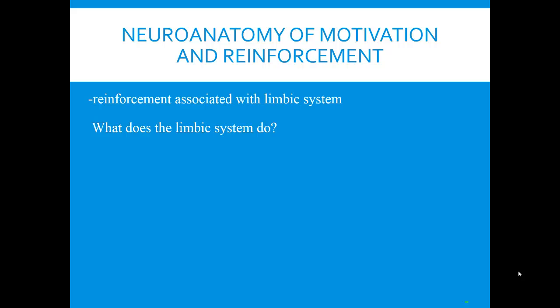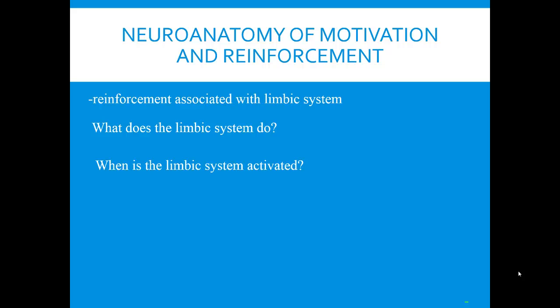The limbic system, as this slide implies, is involved with motivation and reinforcement. There are generally 4 F's that we associate with the limbic system: food, fight, flight, and friskiness or fornication are things that are related to processes associated with the limbic system.